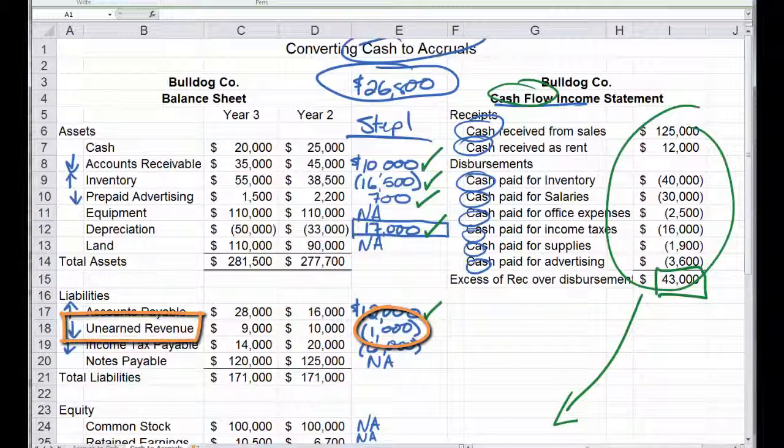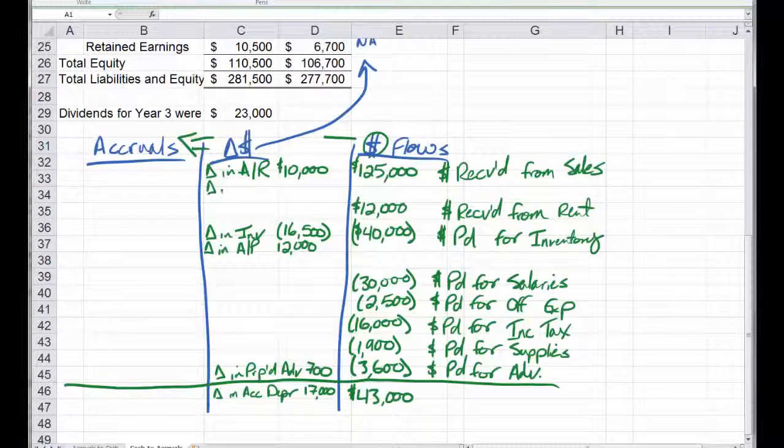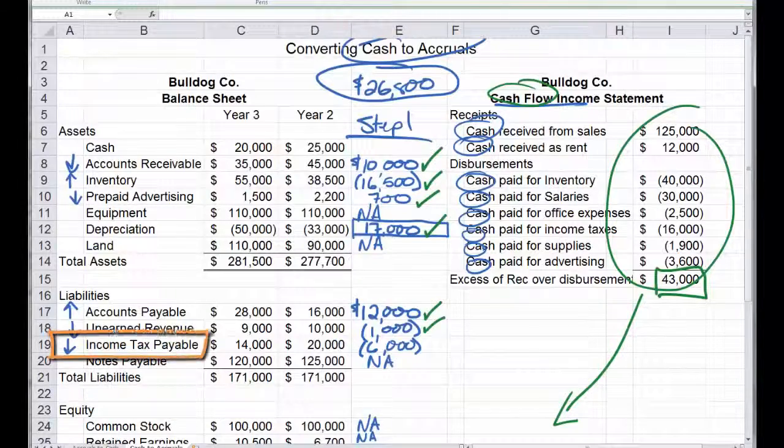Unearned revenue, $1,000. Think about that for a second. Where will that match up? Probably cash received from customers, since this is money that they paid me in advance. So I'm going to put that down here. Change in unearned revenue, negative 1,000. And our last one is taxes.